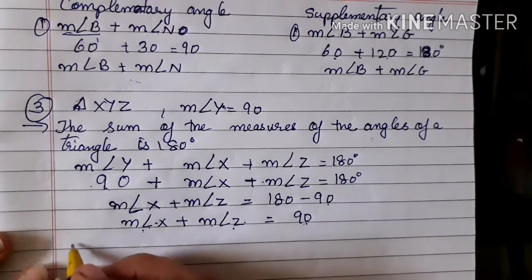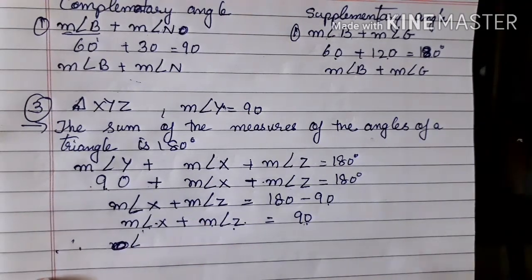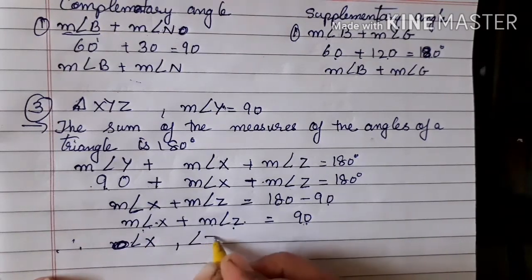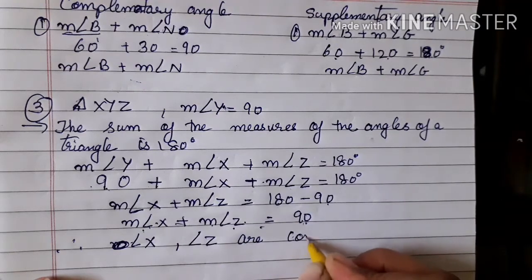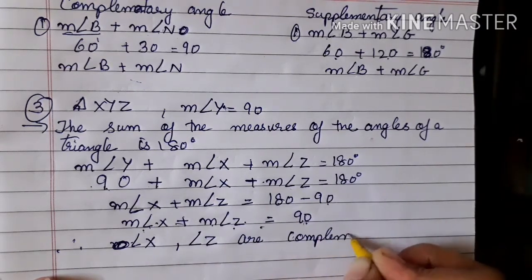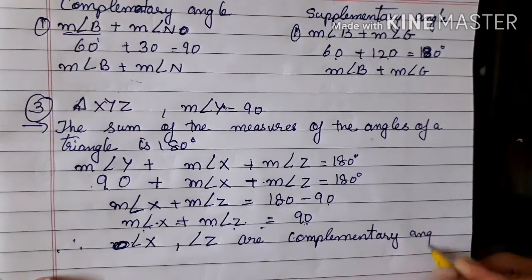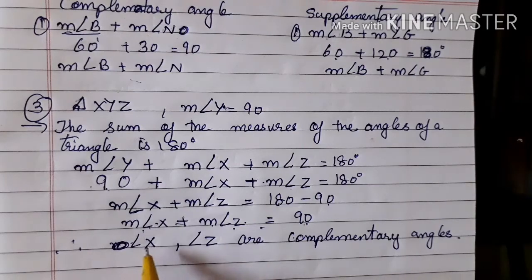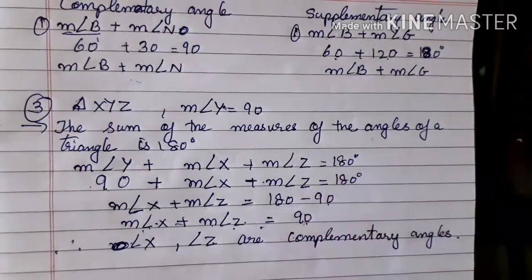So what are X and Y? We have to find what X and Y are, right? So angle X and angle Z are what? Complementary angles. Hope you understood how to find the measure of an angle, and how you have to find whether it is complementary or supplementary after doing these steps.